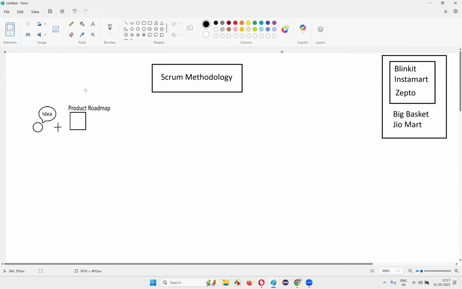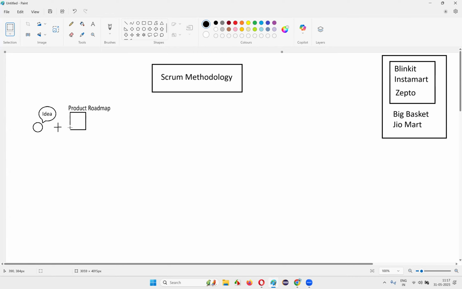Once this roadmap is created, this is the initial phase of a project. Once the idea and vision are clear about what needs to be created as part of the business by this company or group of people or an individual who has a lot of money, that team will create a product roadmap on how to achieve this Blinkit or Instamart or Zepto or Big Basket or JioMart. That's the thing.